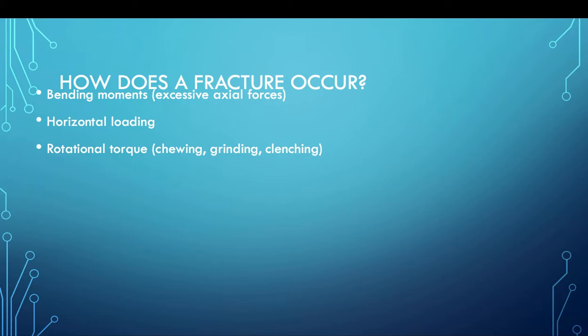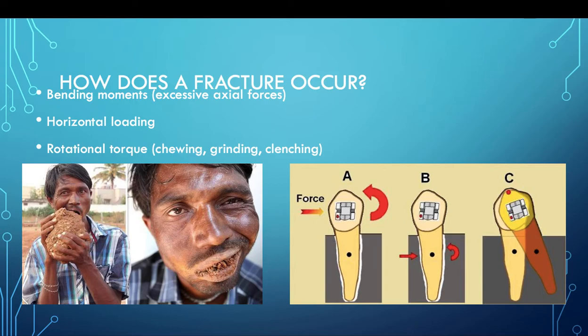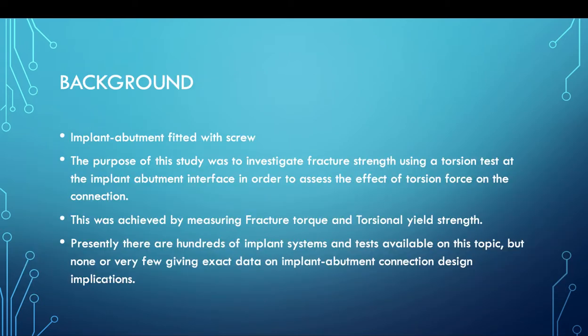So how does a fracture occur? Fracture can occur due to bending moments, excessive axial forces, horizontal loading, and rotational torque such as jowing, grinding, and clenching. In this study, we're going to look at rotational torque.